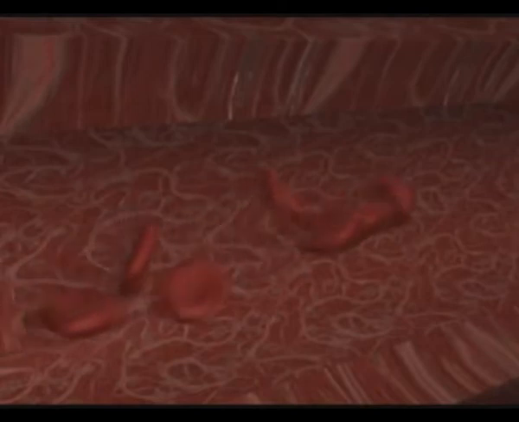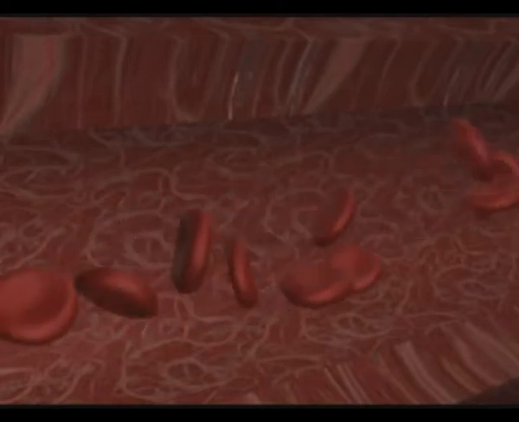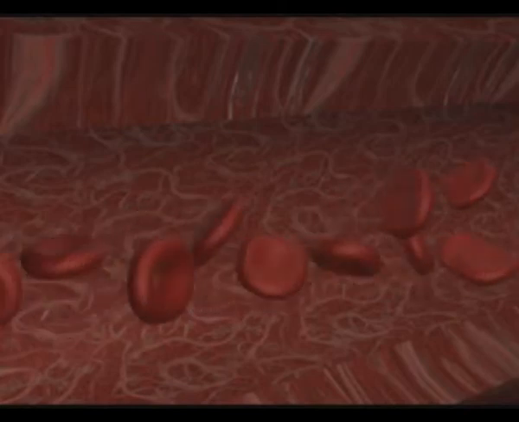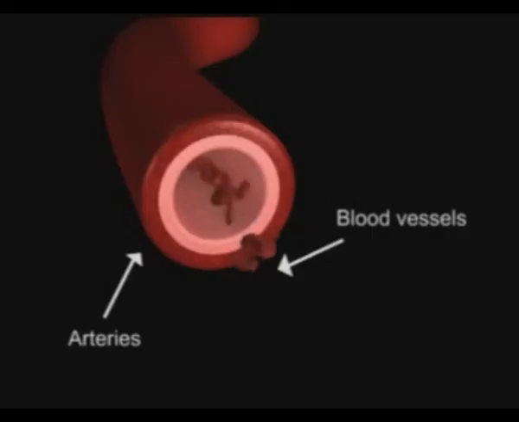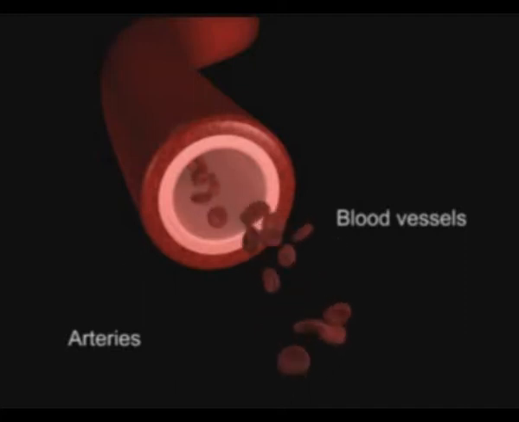Veins carry blue blood without oxygen. Arteries transport red blood that holds oxygen. As you can see, arteries branch off into smaller pipes called arterioles. These branch off into still smaller pipes called capillaries.